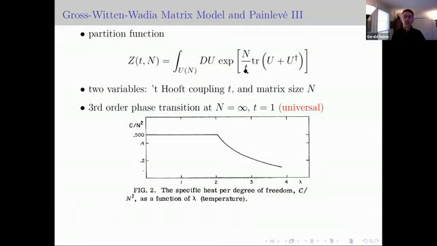So there are two parameters. There's the t variable and the n variable. And in the physics language, this would be the 't Hooft coupling t and the matrix size n. And what was found by Gross and Witten and by Wadia more or less simultaneously was that there's a third order phase transition in the system at n equals infinity. So the idea is to study this problem as a function of t and as a function of n, and particularly looking at the limit that n becomes large.